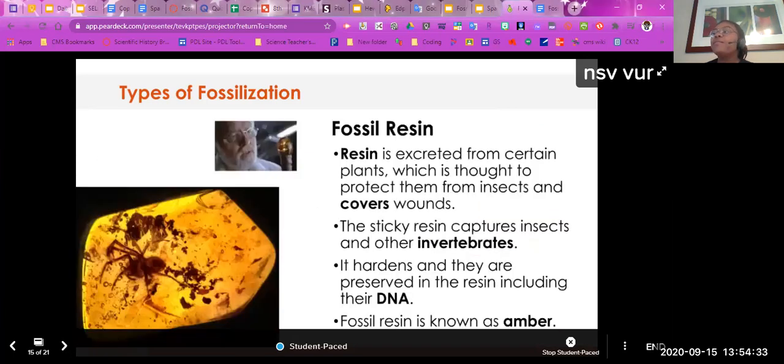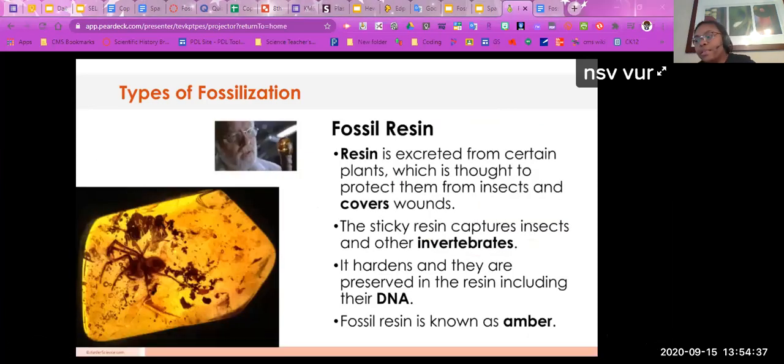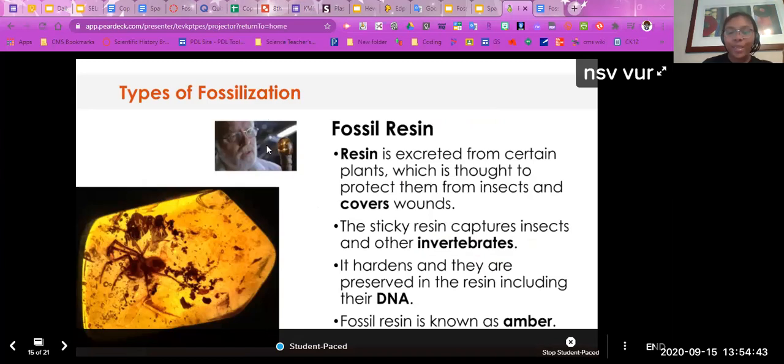Next is my second favorite type of fossil. This is resin. This is fossilized amber. And for those of you that know who this is, John Hammond. We know that he's from Jurassic Park. We know how I love Jurassic Park. And he happened to have this piece of amber that was on the end of his cane.